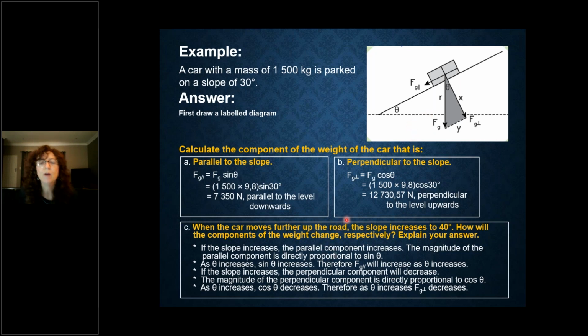All right. When the car moves further up the road, the slope increases to 40 degrees. Now you have to explain, a level 3 and level 4 type of question. How will the components of the weight change respectively? So now you want to know the parallel and the perpendicular component. How will they change? If the slope increases, the perpendicular component will decrease. Therefore you need to know what is happening with the magnitude of the parallel component and the perpendicular component.